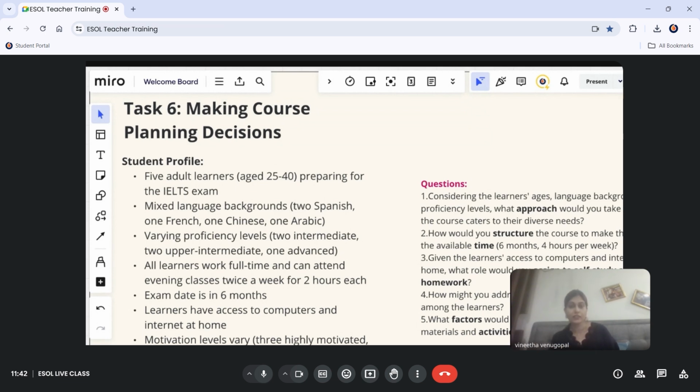So that is what I feel for the self-study and the homeworks. And address the varying motivation levels among the learners. I feel 3 are highly motivated and 2 are moderately motivated. So here the highly motivated people don't need to have extrinsic motivation, but the 2 moderately motivated students should have that extrinsic motivation. So for that, I might be asking the highly motivated students what their motivation point is, and they can help them with the point.